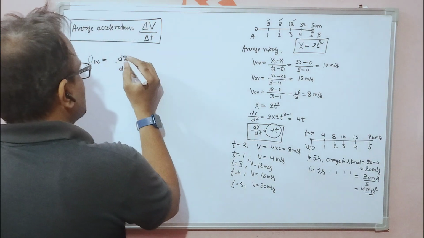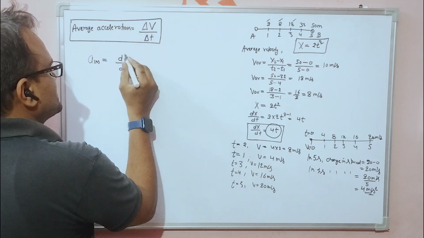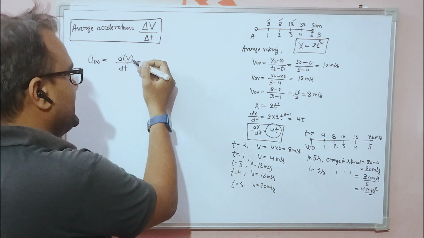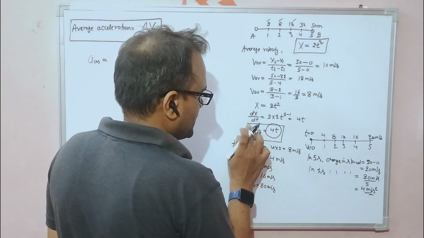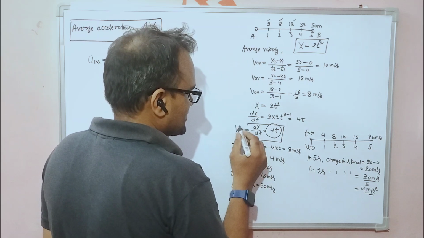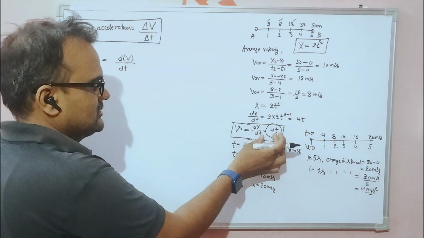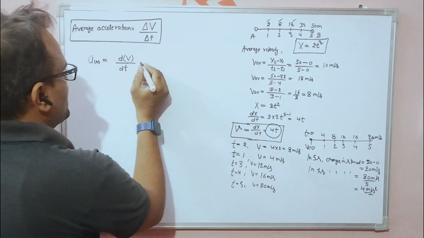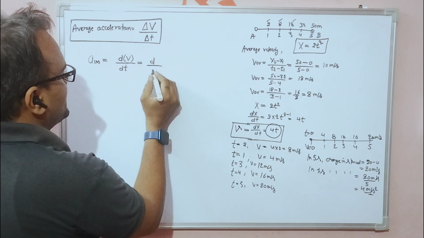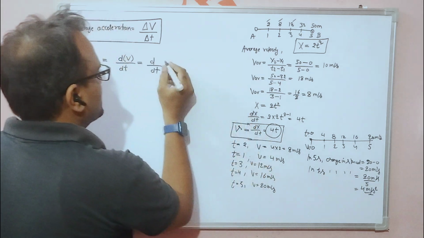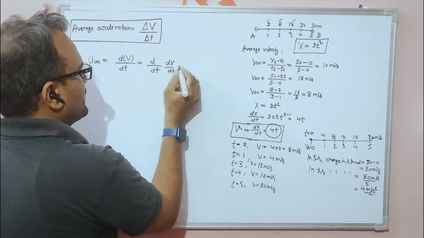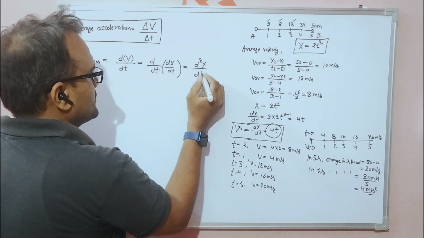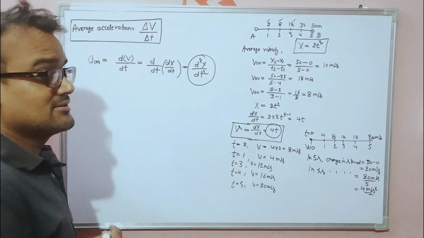Now what is this v? Let me write it like this. What is this v? This is the expression of velocity, right? And I can find this expression from here. This dx by dt is nothing but the expression of velocity in terms of time t. So let's plug in this value over here. Basically I can write this as d over dt, and this v is dx over dt. If I write it like this, then it becomes d2x over dt square.